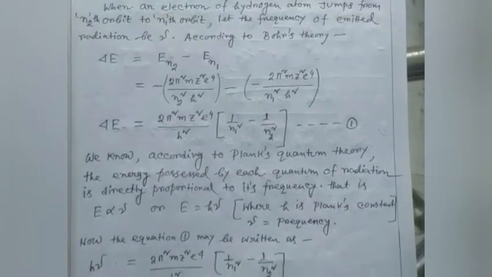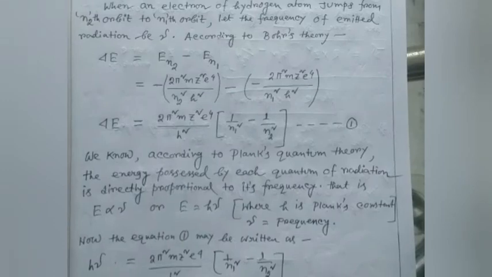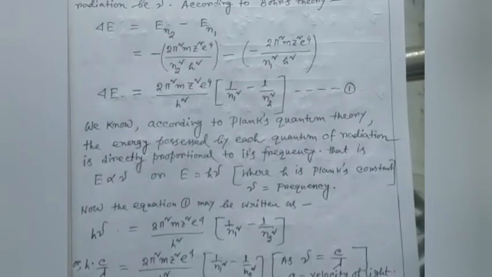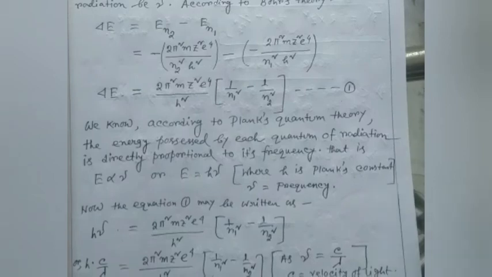According to Planck's quantum theory, the energy possessed by each quantum of radiation is directly proportional to its frequency. That is, we can write E directly proportional to nu, or E equal to h nu, where h is Planck's constant and nu is frequency. So the equation 1 may be written as h nu equal to 2 pi square m z square e to the power 4 by h square into 1 by n1 square minus 1 by n2 square.